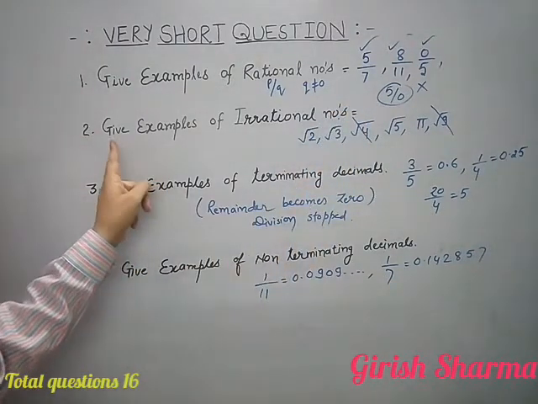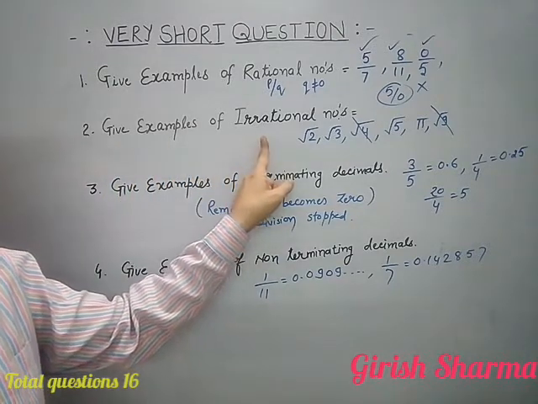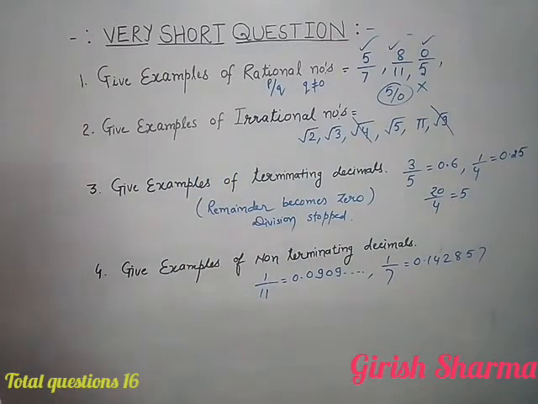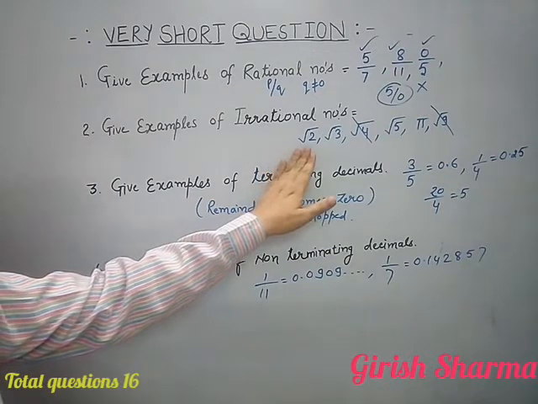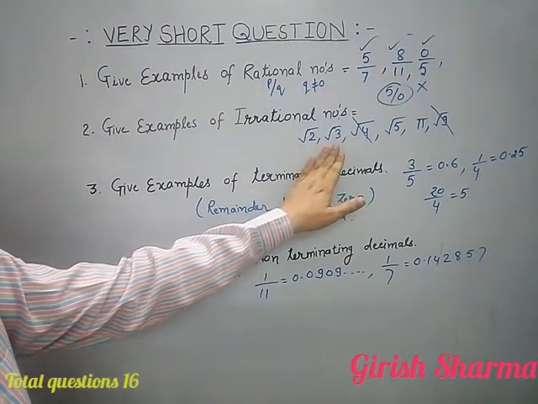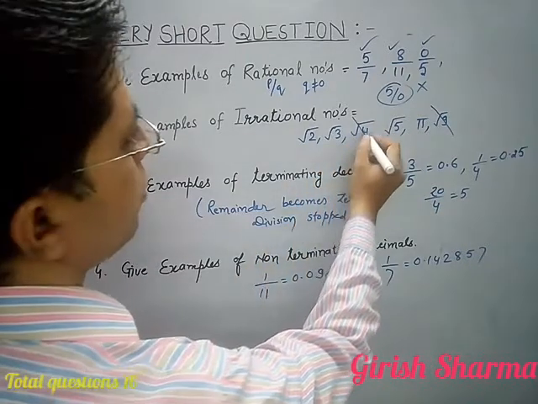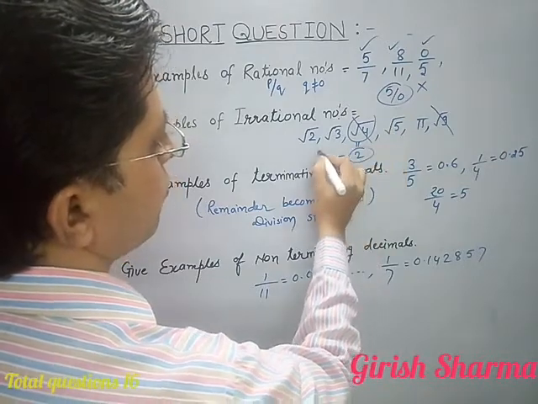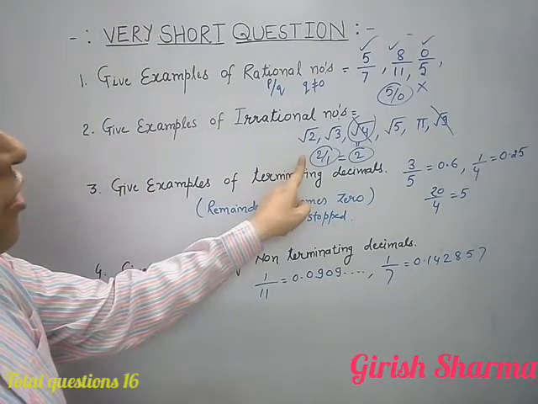Now come to our second question. Give example of irrational numbers. What are irrational numbers? The numbers which we cannot represent in p upon q form. What are the examples? Just you see, under root 2, under root 3, and under root 4. What can we write for under root 4? See, under root 4 is 2 and we can write 2 as 2 upon 1. That is why this is not an irrational number.